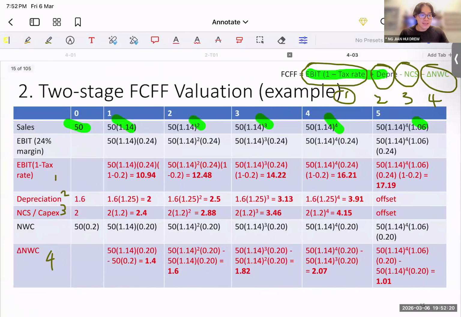So we determine the sales in year one, year two, year three, year four, year five. We know that for the EBIT, it's just going to be a flat 24%. So we are just going to multiply by 0.24 throughout, because it's just going to be a flat 24%.